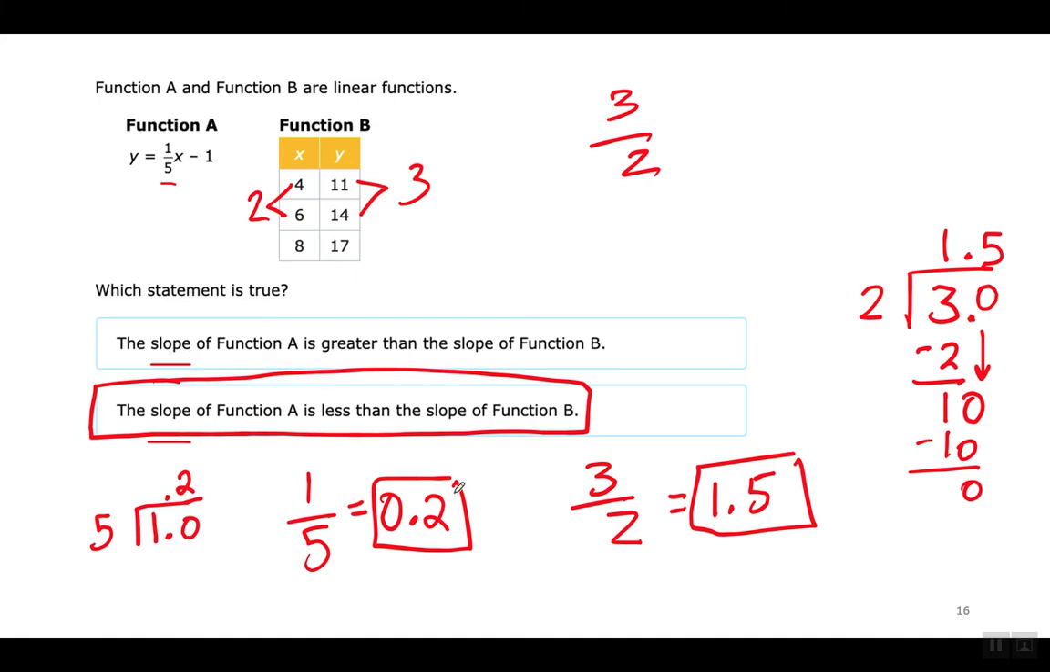Did you have to do that? No, if you already understand the relationship, you could see that 1 out of 5 is a lot less than 3 out of 2. Think about this. If you have a pizza, 1 out of 5 slices versus 3 out of 2 slices, that's more than what you have. That's why this number is greater than 1. So this is obviously less than this one.